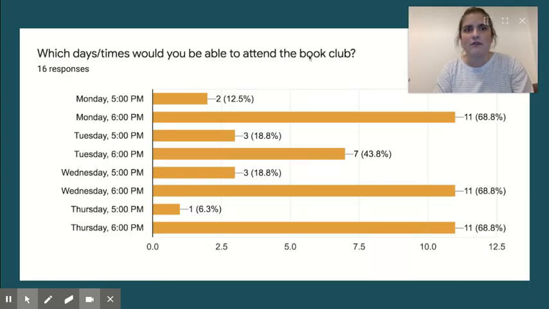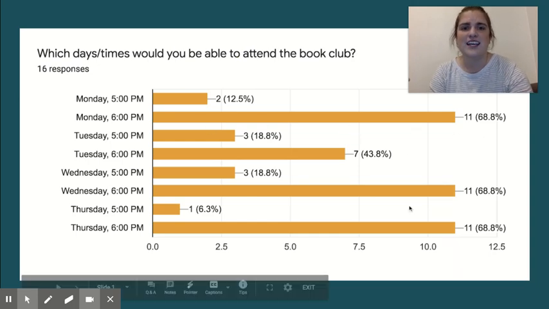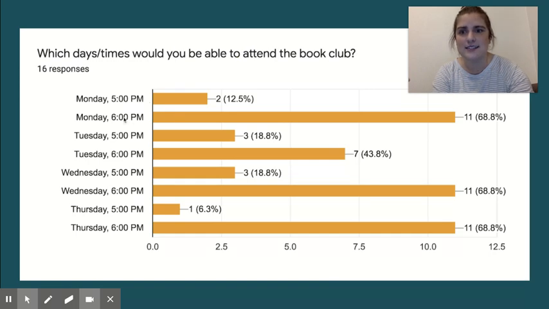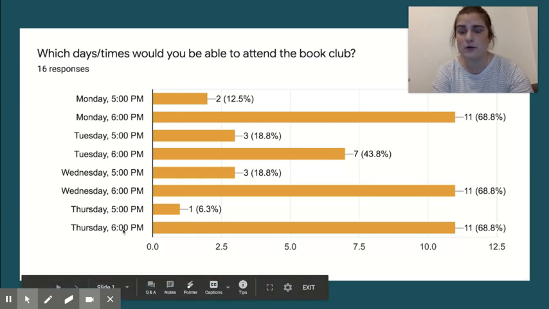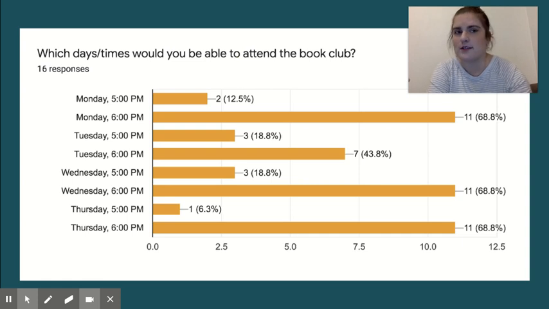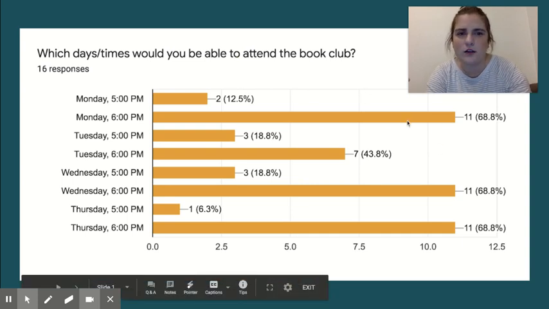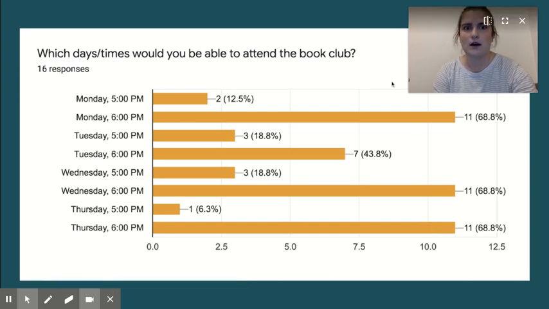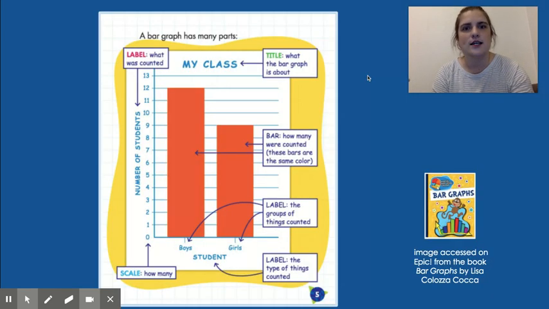So here's this bar graph I found from when I was having a family book club with some other teachers. You can see right away that there's some bars that are way longer. Without much time, I can see that 6 o'clock is a much more popular time for the families that were surveyed, because right away those bars jump out at me. That's the cool part about looking at data in a graph: it makes the information super clear and super fast.